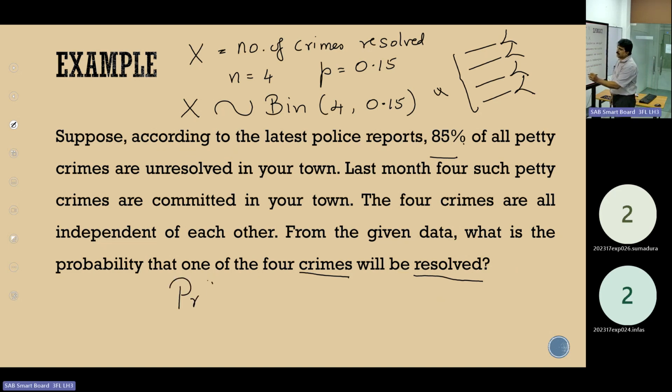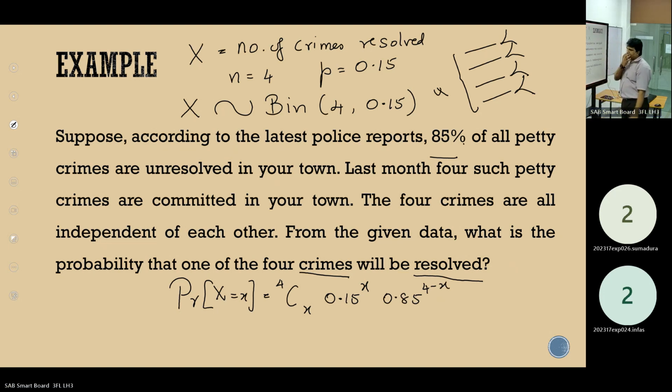So probability x equals x is nCx p to the power of x, (1 minus p) to the power of n minus x. What values can this x take? 0, 1, 2, 3, 4. That's it.